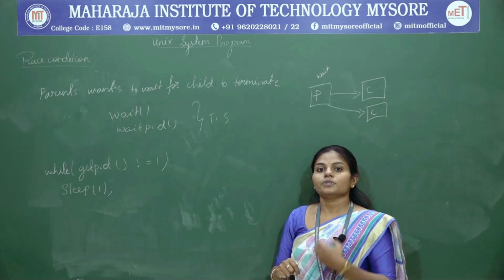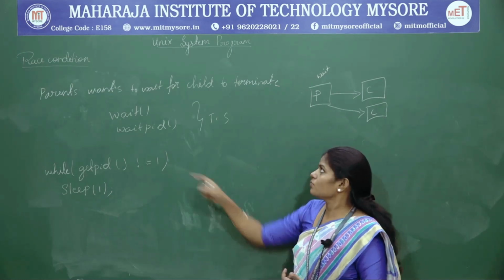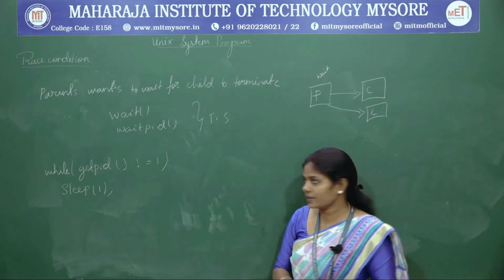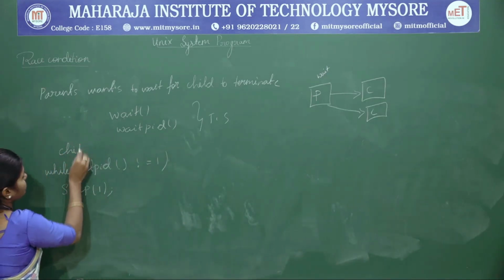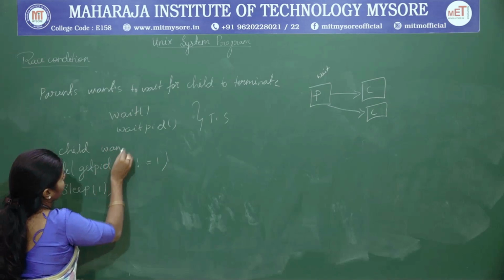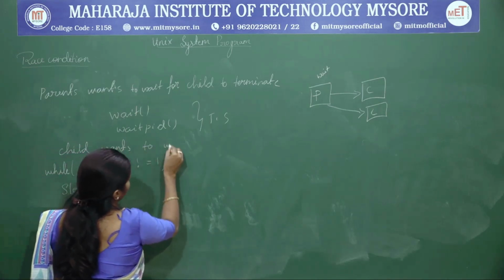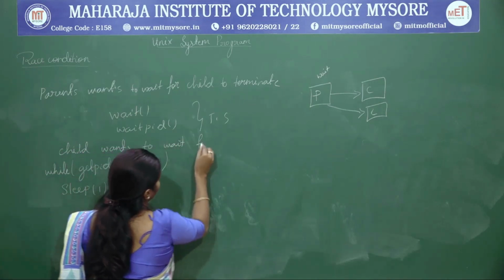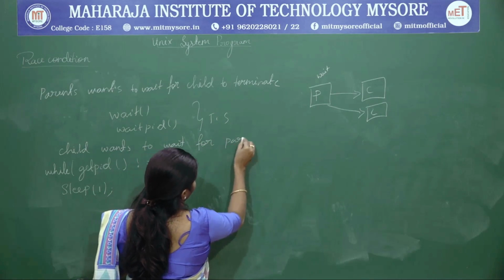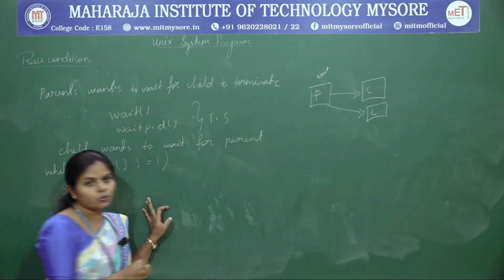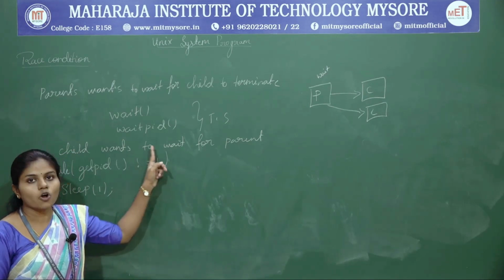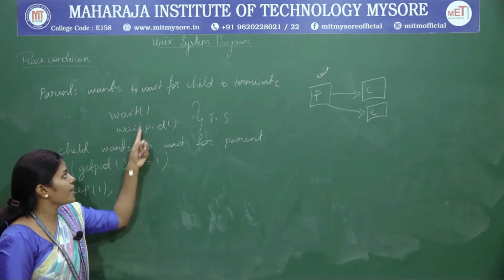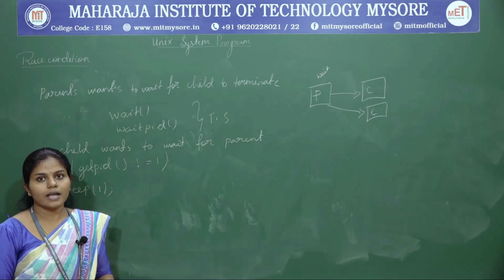Now the second case is if the child wants to wait for the parent to terminate. In that case the child cannot make use of the waitpid, waitid API, right?